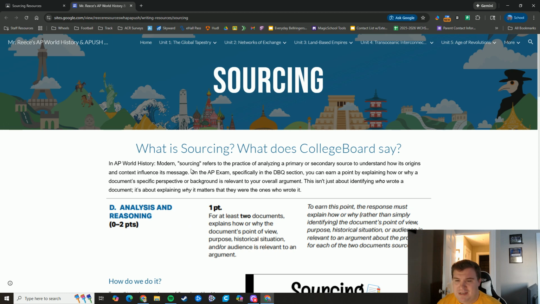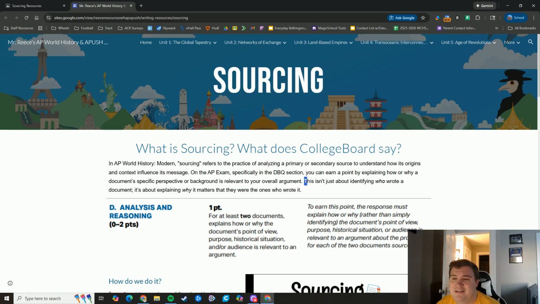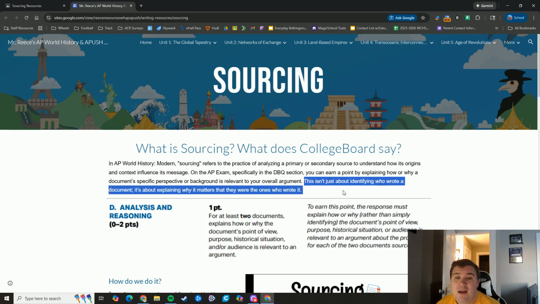So what is sourcing? As you guys can read here, it's really just taking the message that the source is giving and giving it context, or the purpose behind it, or the perspective behind it, or the intended audience of it. Basically it's there to promote your idea of what it's doing to whatever the prompt is asking you to do. And so that's what we're really spending time on. So this isn't just identifying who wrote a document, but explaining why it matters and that they wrote it for whatever different reasons.